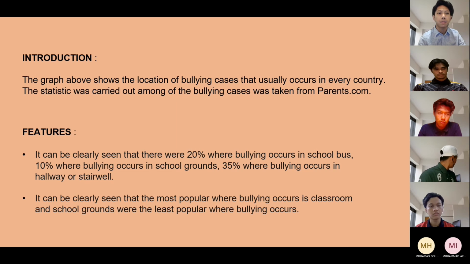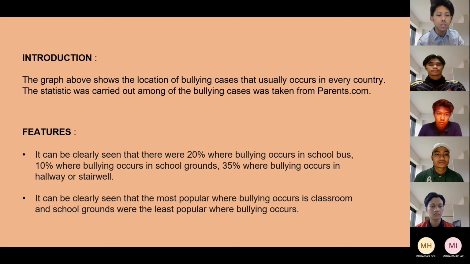Okay, next. The introduction of the bar graph. The graph above shows the location of bullying cases that usually occur in every country. The statistic on the amount of bullying cases was taken from parents.com. The features, there are two features. The first one, it can be clearly seen that there were 20% where bullying occurs on the school bus, 10% in school grounds, 35% in the hallway or stairwell.